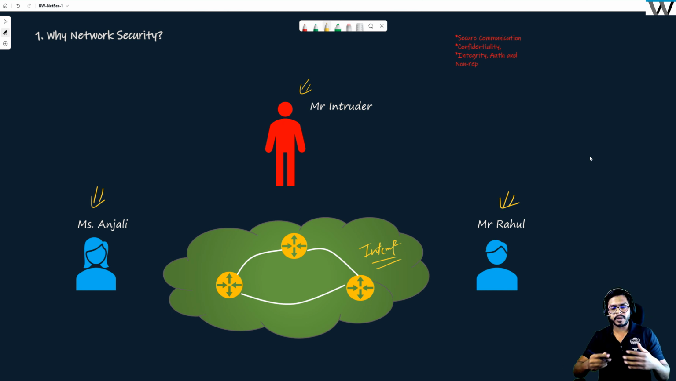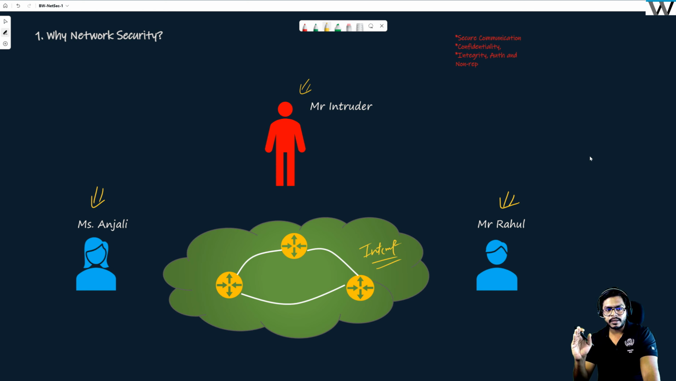Means if you have a big company which is using the internet services, there are many people who just want to destroy your vision, or basically who want to get the information out of you so that they can get some monetary benefit.